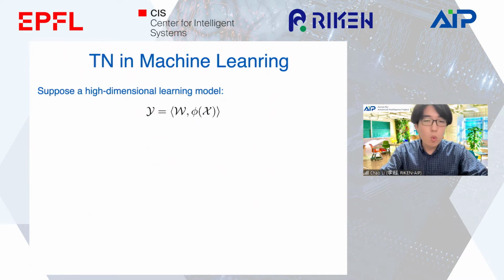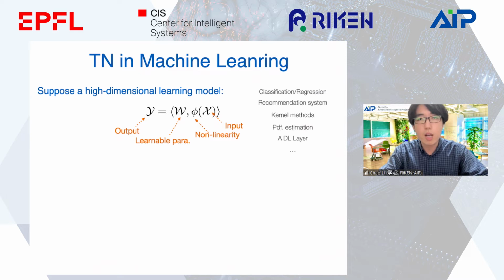Well, now we know what the tensor network is, so let's move on to the next question: how to use tensor network in machine learning. Suppose we have a learning equation as shown in the slide, where x is the input, y is the output. The w here denotes the learnable parameters, and the phi indicates any linear functions required by the learning task. This learning equation is simplified, but still can be used to describe a wide range of learning tasks.